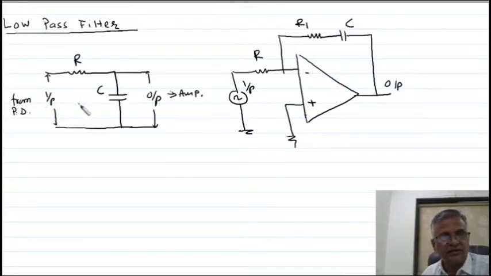This is the low pass filter circuit using passive components. This is called passive low pass filter. This is your active low pass filter. The low pass filter removes not only the high frequency component and noise, but it also controls the dynamic characteristics of a phase lock loop.